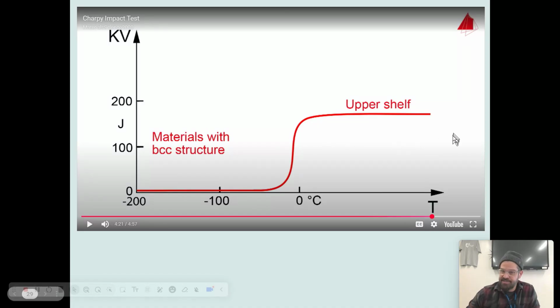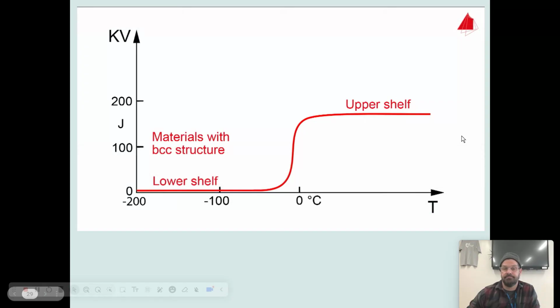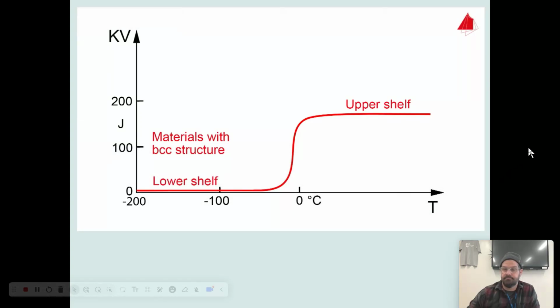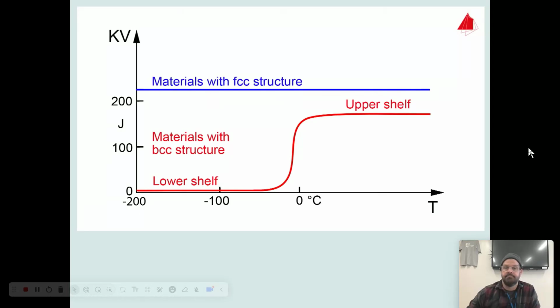But not all metals exhibit the same kind of tendency to change their behavior at different temperatures. At low temperatures in the lower shelf region, only a small amount of impact energy is absorbed and brittle fractures occur. Metallic materials with a face-centered cubic crystal structure, on the other hand, do not experience a ductile to brittle transition. These materials retain their ductile behavior towards low temperatures and are therefore well suited for low temperature applications.